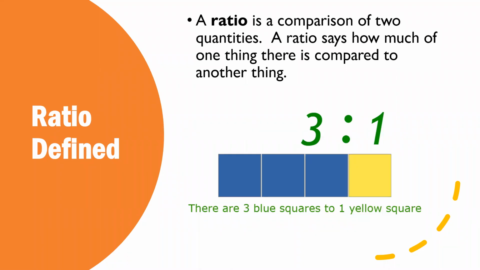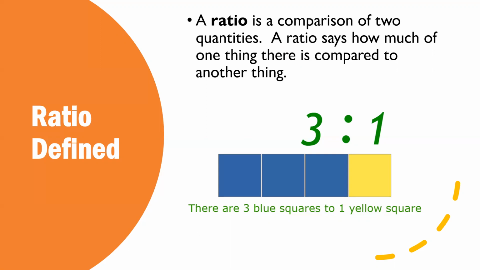Read the description. There are 3 blue squares to 1 yellow square. Very good. So this is an example of a ratio. Notice that we have 3 blue squares and only 1 yellow square. This shows us how much of one quantity there is relative to another. So the ratio of blue squares to yellow squares is 3 to 1. It's a comparison of 2 quantities.